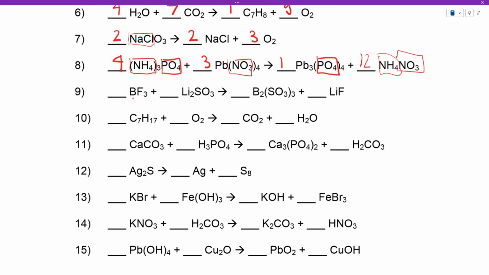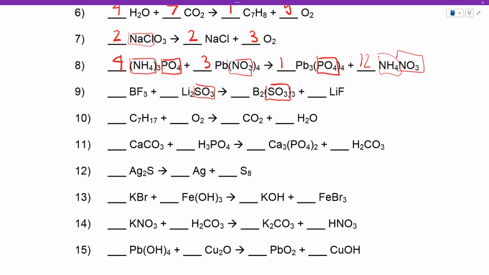So next question, BF3 plus Li2SO3 yields B2(SO3)3 plus LiF. This seems to be a double displacement reaction as well. And we notice that this ion, I think it's called a polyatomic ion or something. Yeah, they don't separate.